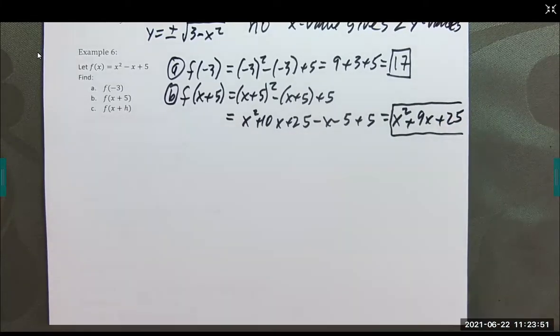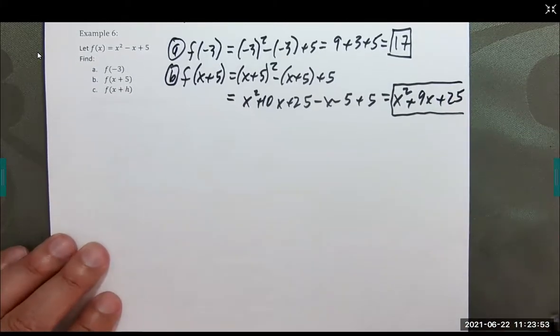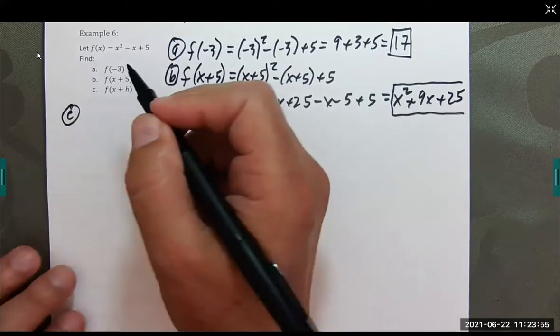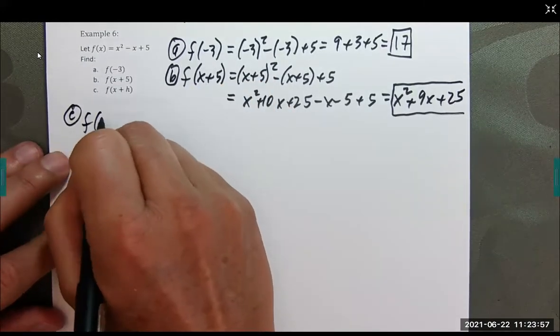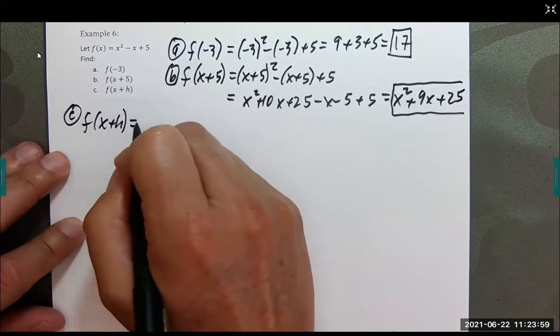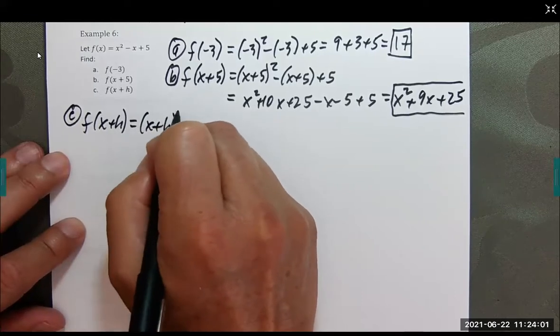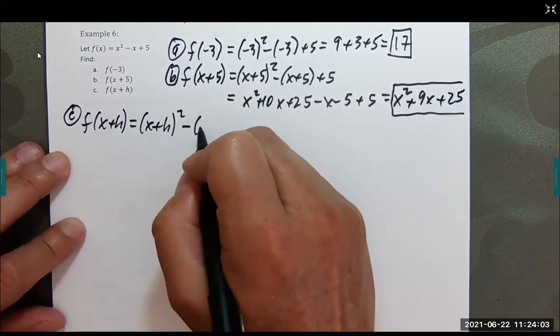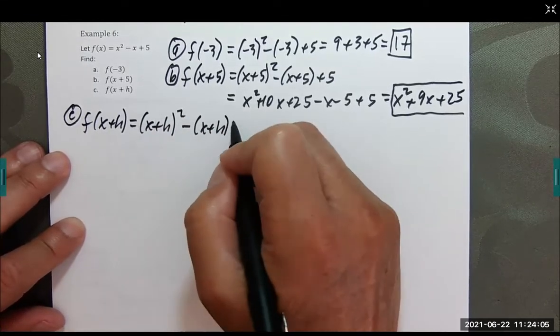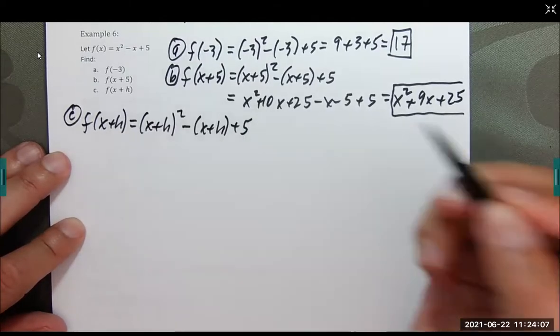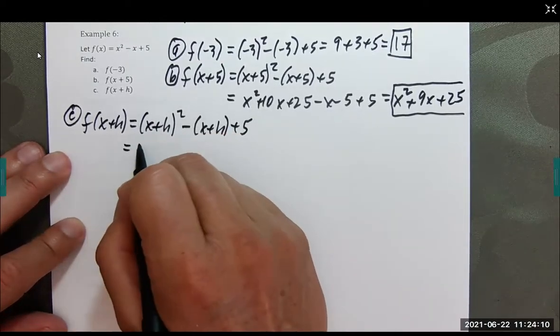Part C is a little more involved. Easy to screw this up a little more. So f of x plus h is going to be x plus h squared minus x plus h plus 5. I'm going to FOIL that out.